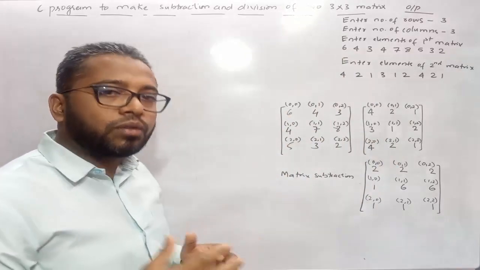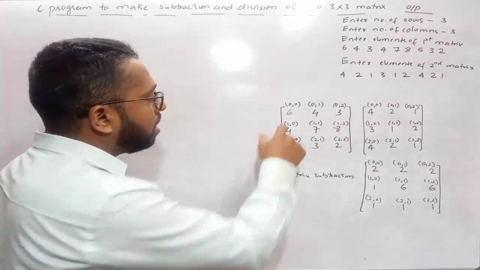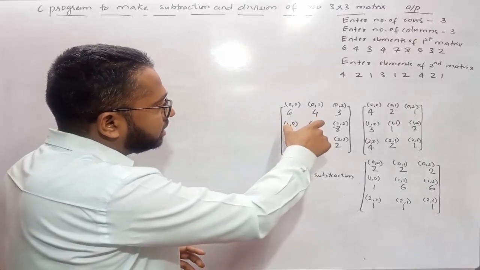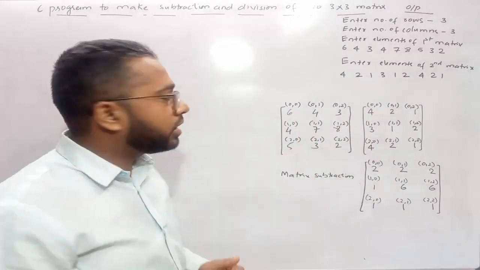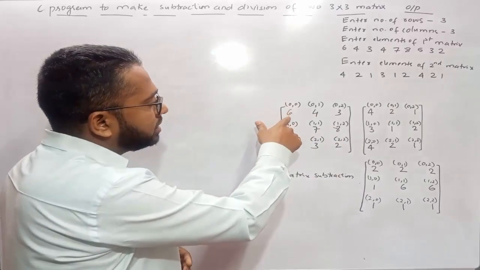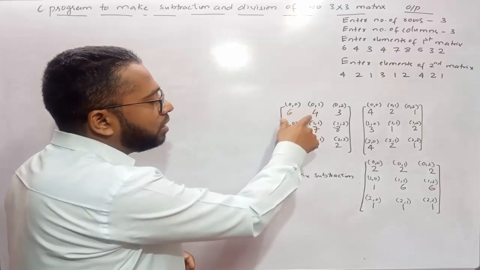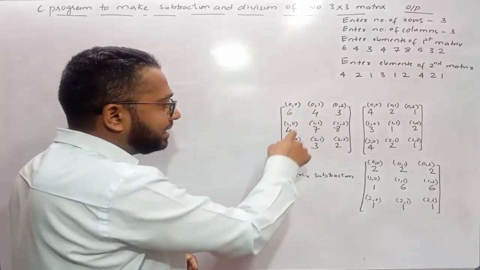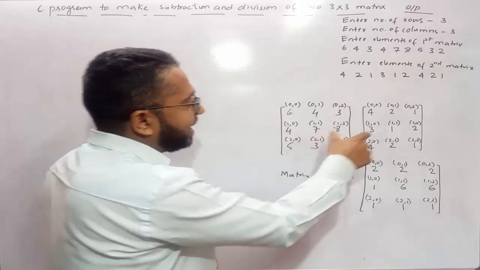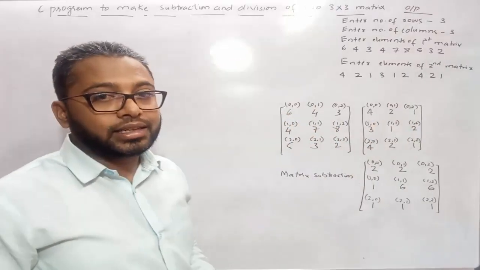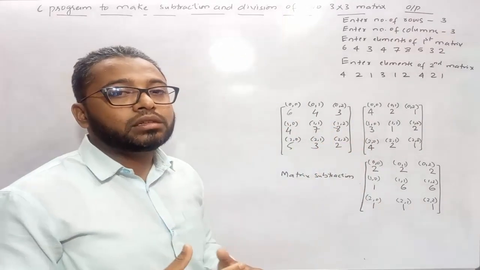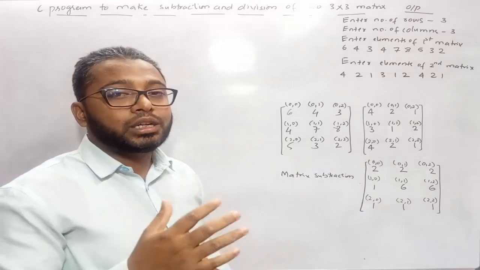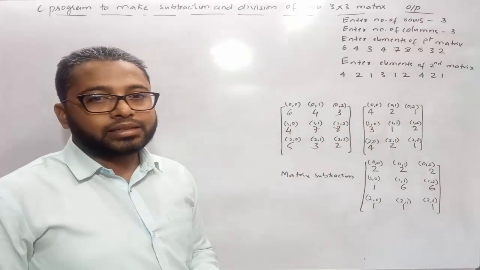Just for the sake of better understanding, I have marked each and every element of both matrices with their indexes. So 0 comma 0 is the index of the first element, 0 comma 1 is the index of the second element. Like this, each and every element has its own index, and with the help of these indexes we can perform the subtraction as well as the division of both of these matrices.